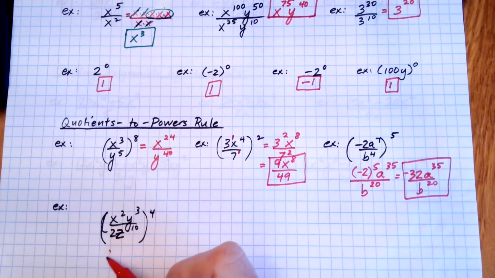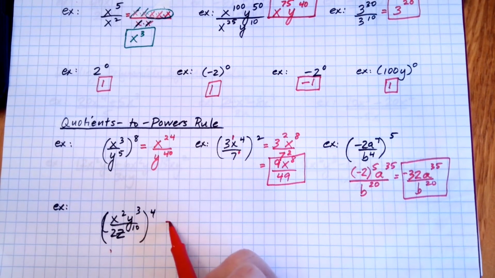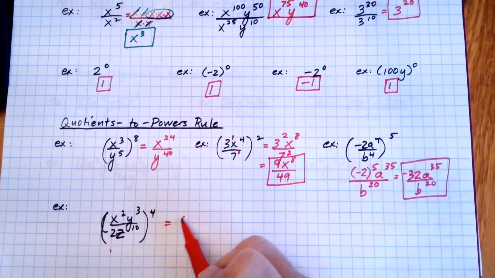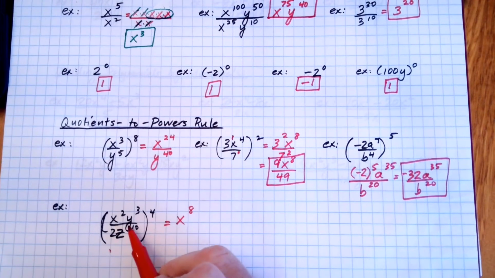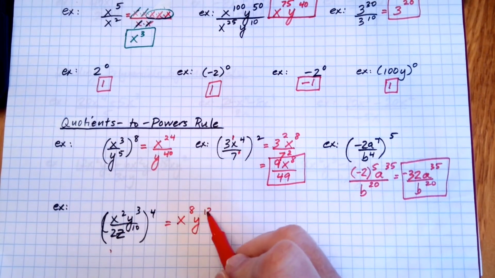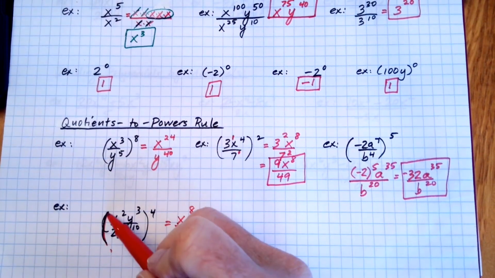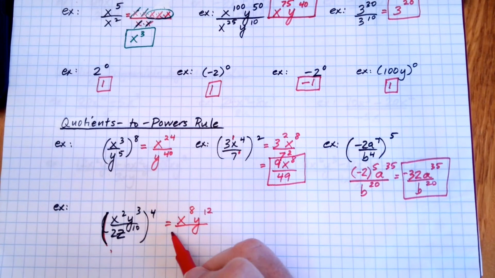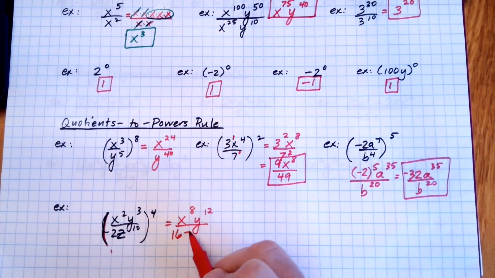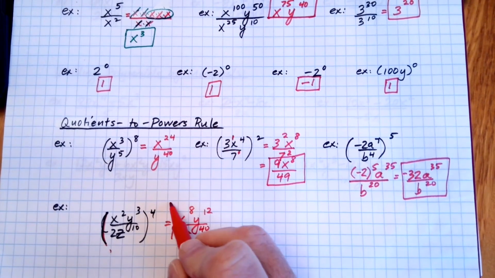And the last one of this type down here, we're going to raise the x squared to the 4th, so it's going to be x to the 8th, y to the 12th, over minus 2, oh, I think this is just a regular 2, that's just the way I wrote it. 2 to the 4th is 16, z to the 40th. And that would be it.